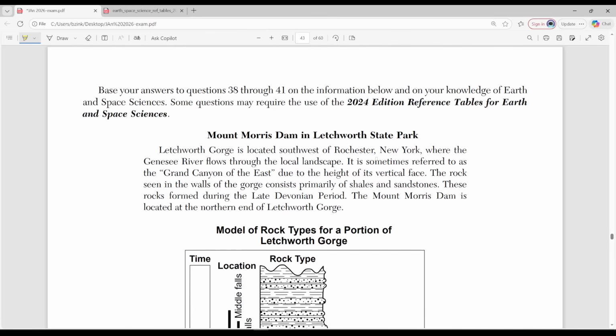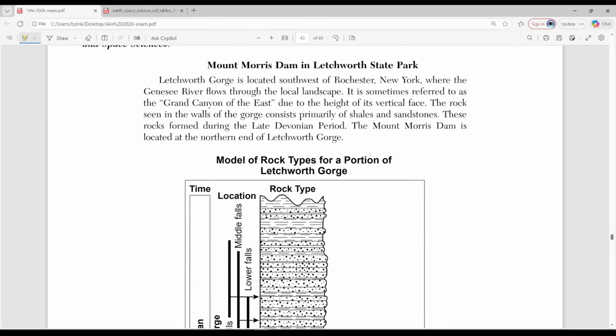We're already on question 38. There's 50, so we're coming to the end. No plate tectonics. Okay, Letchworth Gorge is located southwest of Rochester, New York, where the Genesee River flows. It is sometimes referred to as the Grand Canyon of the East due to its height and the vertical face. The rock seen in the walls of the gorge consists primarily of shales and sandstones. Okay, so that's sedimentary. These rocks formed during the late Devonian period.